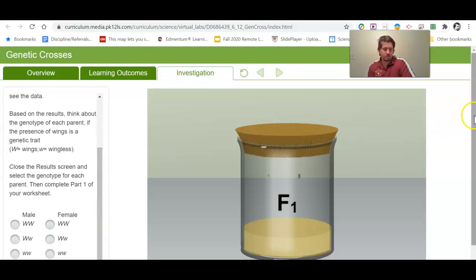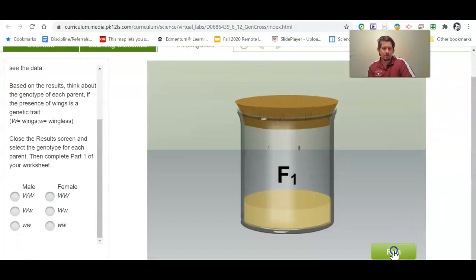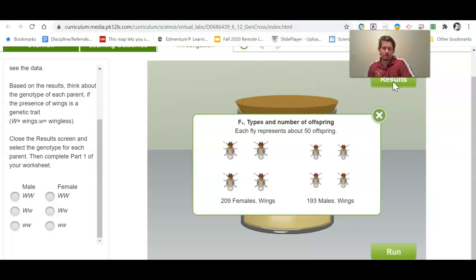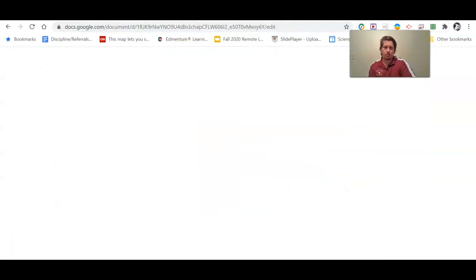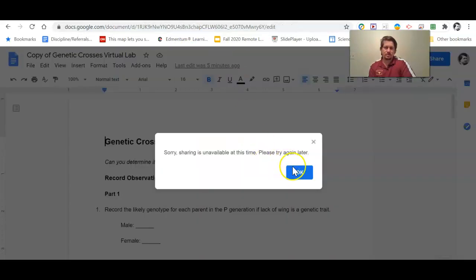So we're going to go ahead and click Run. Two flies become many. We're going to look at the results. We see there are 209 females with wings and 193 males with wings. So remember, we crossed a male without wings. We crossed a female with wings. The result, they all now have wings. 209, 193. Come back to our document.